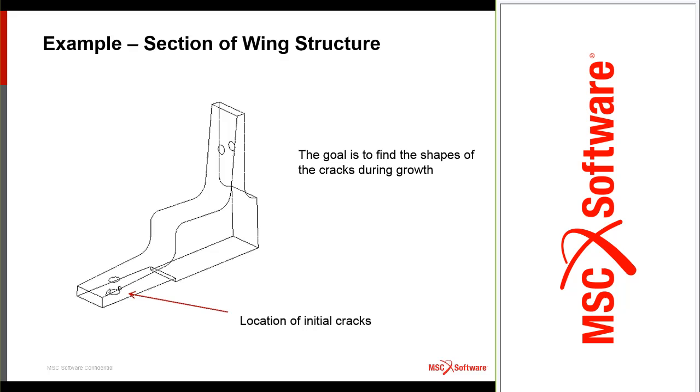So this is an outline plot of this section, this part of it which is being remeshed, and we have two cracks near one of the holes. That's the initial cracks. And what we want to do is to find what's the shape of the cracks. We could also do a high cycle fatigue analysis of this one, of course.